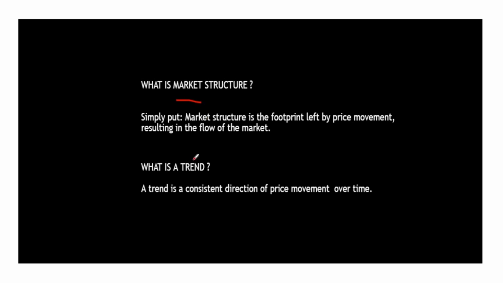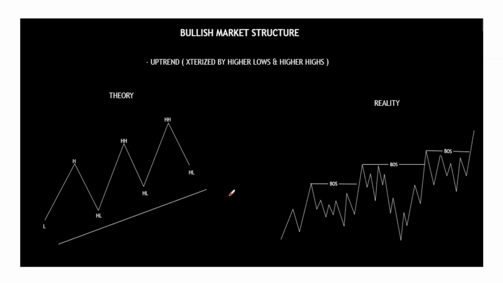All right. So what is a trend? A trend is a consistent direction of price movement. All right. So as price moves, it forms structure. And when price forms structure for a while, then we can say that there's a discernible trend in the market. And a trend is something that a lot of traders also take advantage of, right? And we're going to learn about that in a minute.